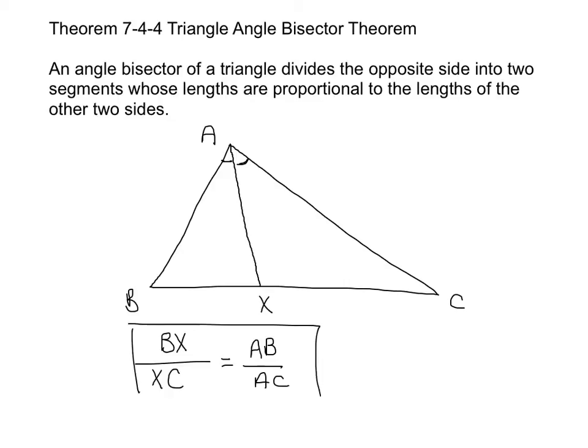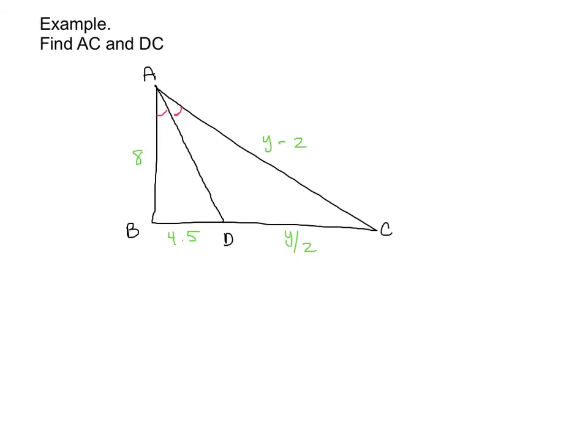So again, it is quite a mouthful, but it is not very difficult to understand if you go piece by piece. All right, now we've got an example to find AC and DC. So AC is over here, and DC is over here. So we're going to find the length of those. Now looking at this, I do notice that we have some different measurements going around here. But you also need to recognize right here, these two red marks mean that those angles are congruent, meaning that AD is an angle bisector. So because of the angle bisector, we can use our new theorem, which is theorem 7-4-4.